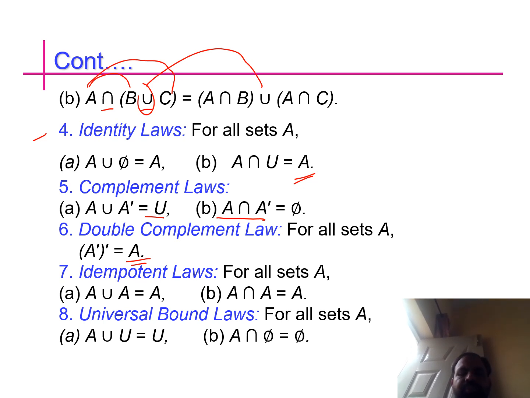Idempotent laws. For all sets A, A union A is equal to A, and A intersection A is equal to A. If we take the intersection with itself, then the answer is itself. And if we take the union with itself, then it's also itself. Universal bound laws: for all sets A, A union universal set U is equal to U. And if we take A intersection phi, then it's phi.